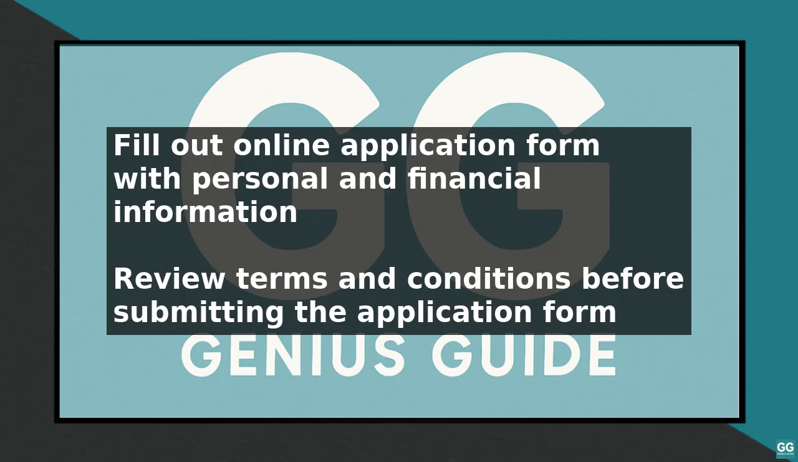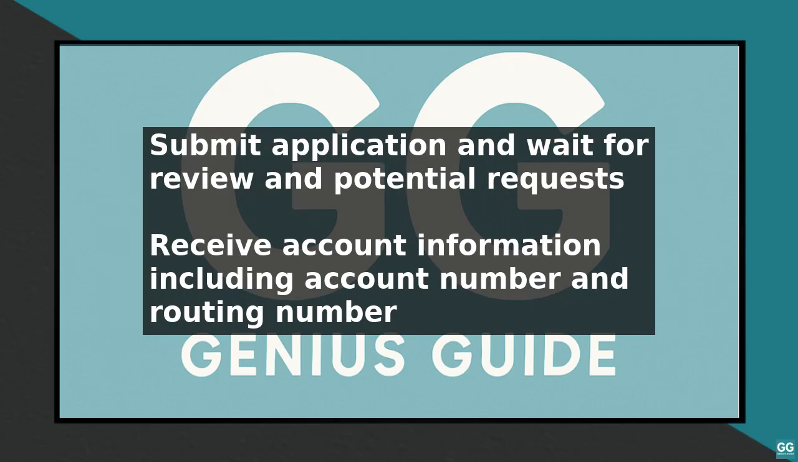If you prefer to apply by phone, call the Wells Fargo customer service number and speak with a representative who will guide you through the application process. They will ask for the same information as the online application, so be sure to have your documents ready. If you apply in person, visit a Wells Fargo branch and speak with a banker who will assist you with the application process. They will review the account options with you and help you complete the application.